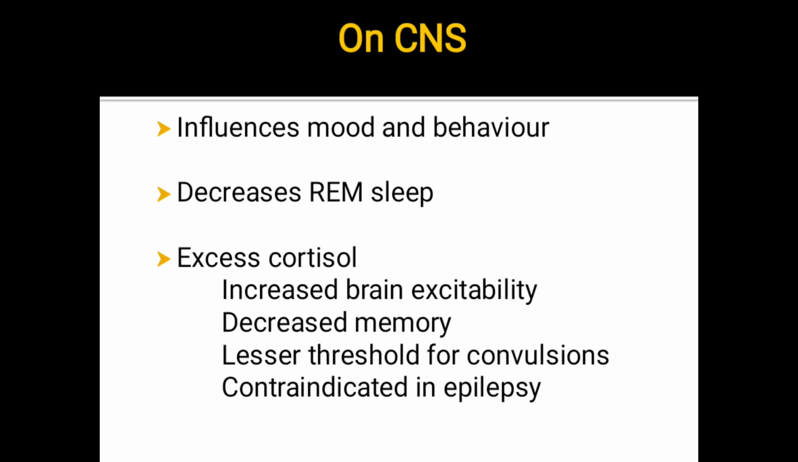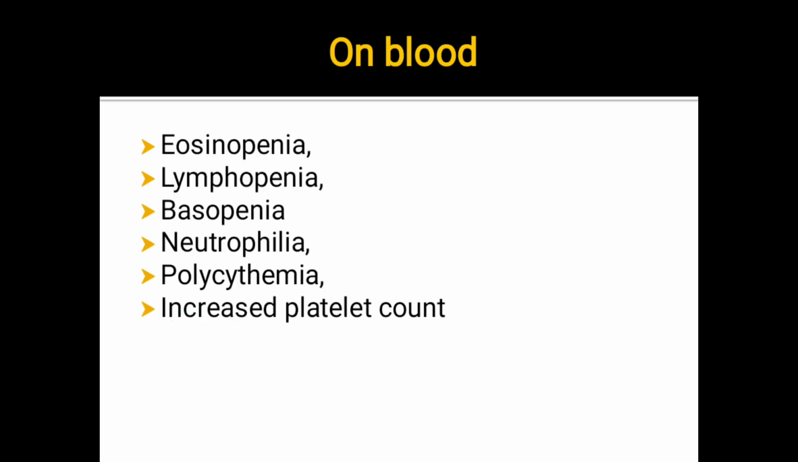Cortisol can influence the mood and behavior of a person. Excess of cortisol can impair memory, and also it decreases the sleep. It is also associated with increased brain excitability and decreased threshold for convulsions. That's why glucocorticoids are contraindicated in seizure patients.